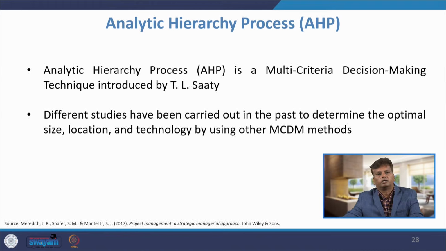Another popular method, a multi-criteria decision making technique for choosing a project, is the analytic hierarchy process. Analytic hierarchy process is a multi-criteria decision making technique introduced by Professor T.L. Saaty. Different studies have been carried out in the past to determine the optimal size, location and technology by using other multi-criteria decision making methods, but this AHP is the most popular and easy to follow.